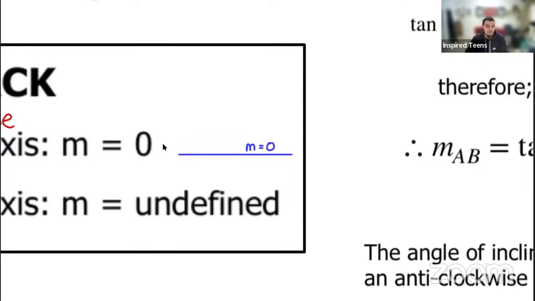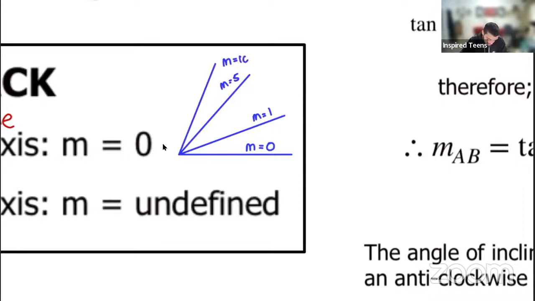It has 0 slope. Then if we increase the slope, perhaps maybe this is, I don't know, 1. Then we can increase the slope even more. Let's just increase it slightly. Let's just say this is 5. And we can increase it even more. Let's just say this is 10. These are not accurate, by the way, I'm just giving arbitrary numbers. If we increase it even more and we go vertically upwards.